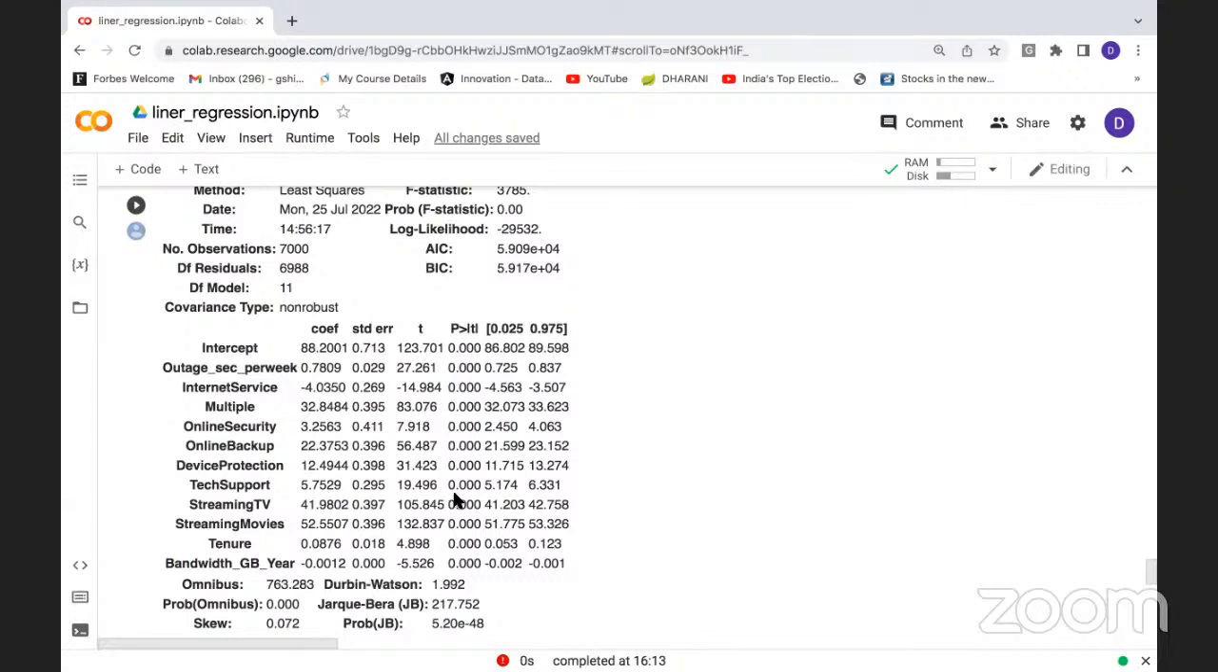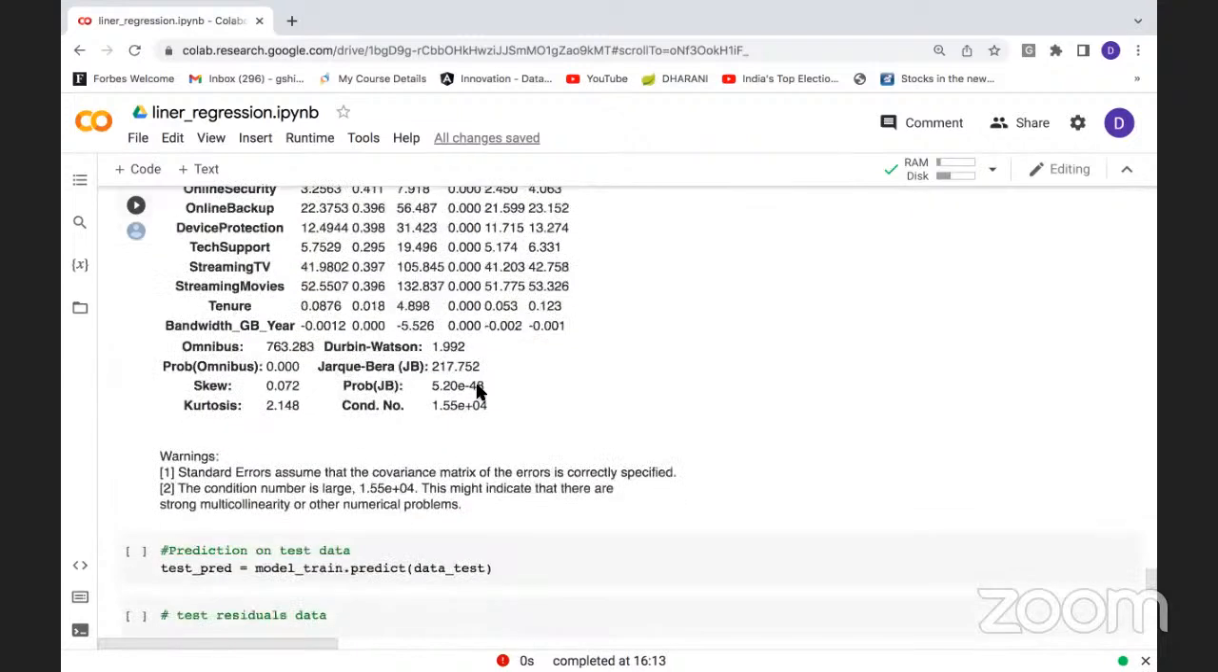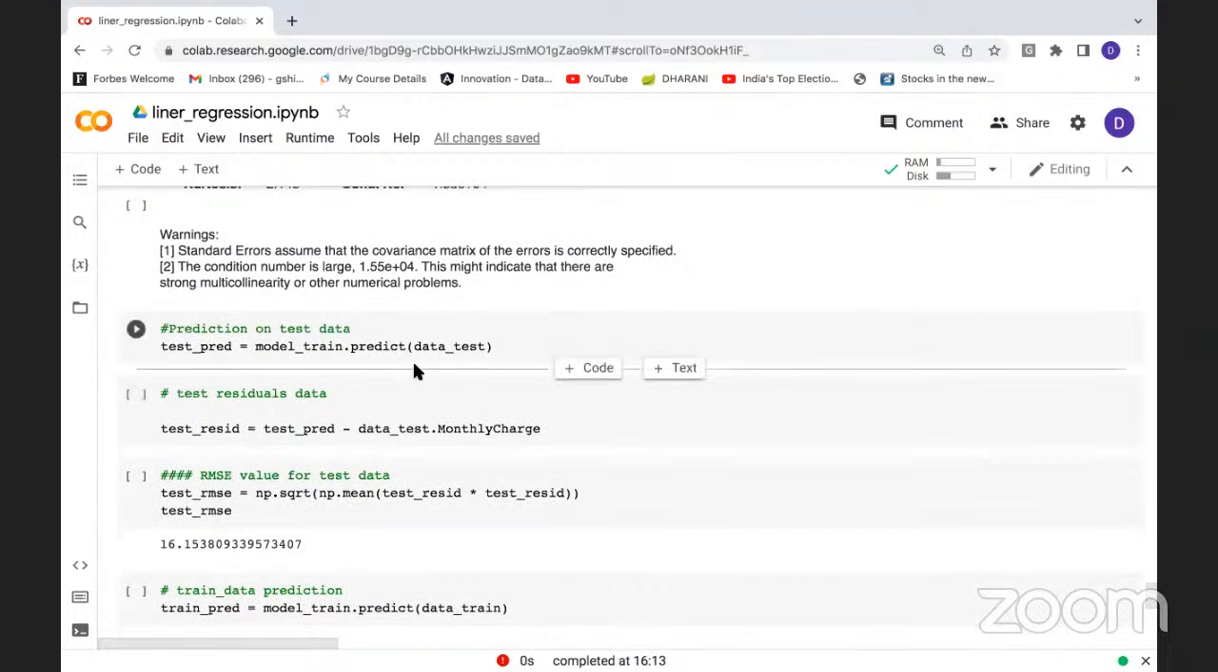So I got my p-values, I got my r-square, and my adjusted r-square is also 0.856. So I'm taking the model, I'm predicting, taking my test data.